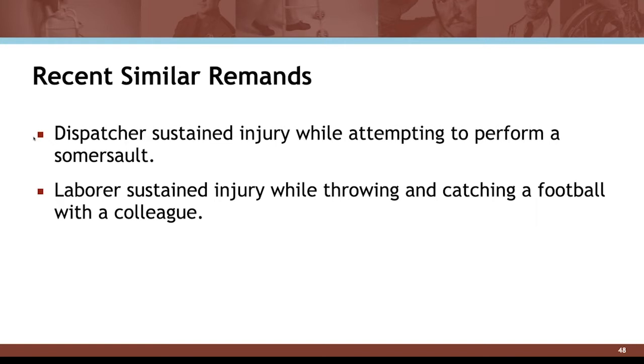The second bullet point concerns a laborer who was on a break. They were taking five. I think they had been mowing lawns. He and a colleague took a break, and they started tossing a football back and forth between each other. He tweaked his back, and eventually it got worse. He could not work any longer, and he applied for accidental disability. We had to remand it. He was not eligible because he was injured while performing a non-job duty, horseplay, tossing a football around.